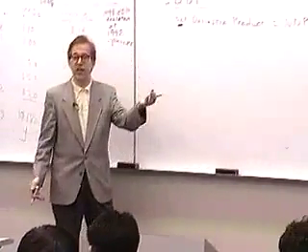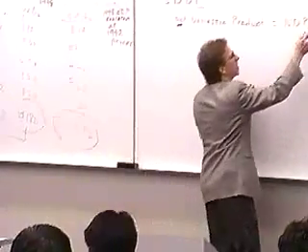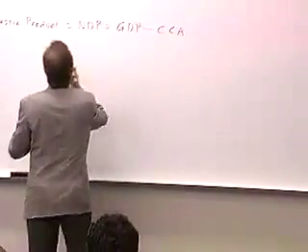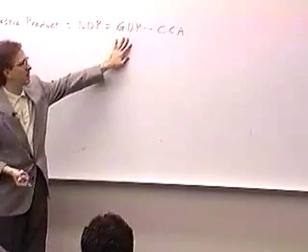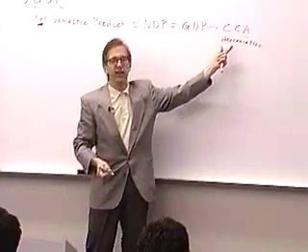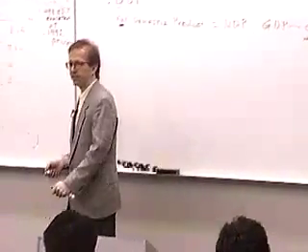What's the difference between gross and net? And the answer is this. Gross domestic product minus the CCA, that's capital consumption allowance. That was one of the things that we talked about last time. Another word for this is depreciation. But the idea is the final value of all new goods and services, that's GDP, minus the capital goods that got worn out during the year.